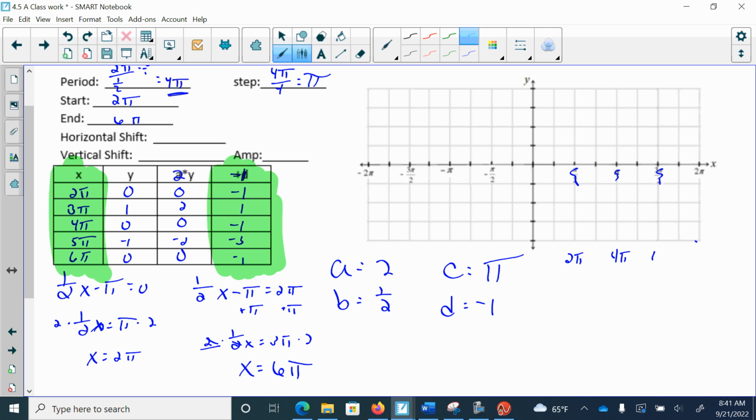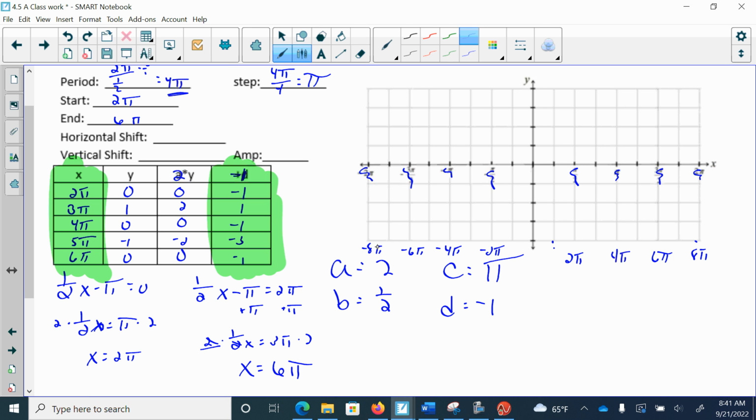This would be 2, 4, 6, and then 8 pi. So if I make this line 2 pi, that means each line here is 1 pi. So let's keep on doing that over here. Negative 2 pi, negative 4 pi, negative 6 pi. Now, you may have a different scale than me, and that's fine as long as you did the correct work, and that's one of the things I have to check is that the work is correct.